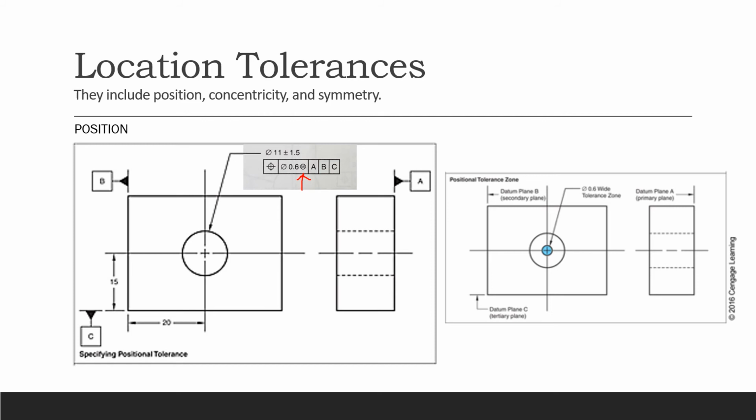We have the first, second, and third datum here. That's your primary, secondary, and tertiary datum. So here is the first one, second one, and then the third one. Again, every time we're dealing with position, location, you have to understand that you're dealing with a relationship between the part features.